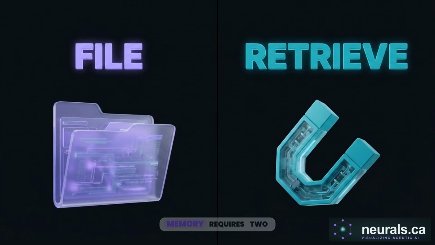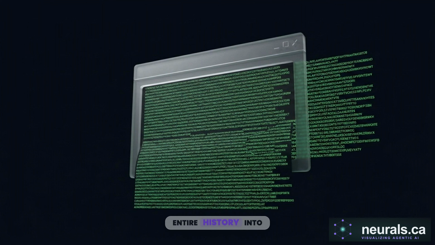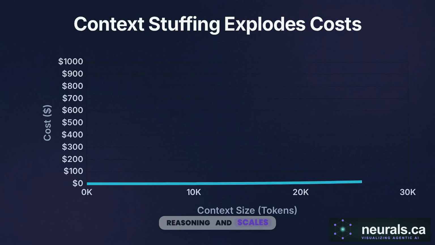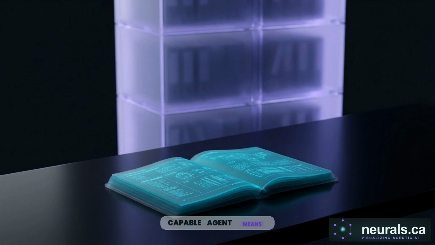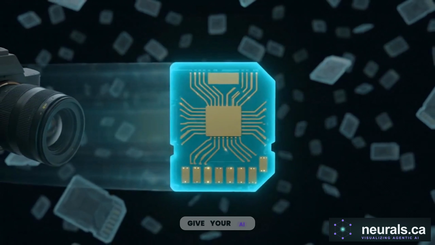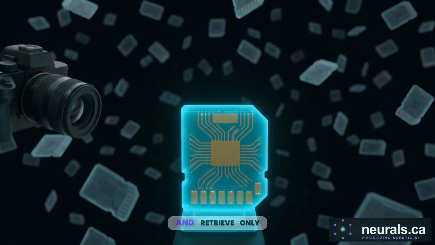Effective agent memory requires two distinct disciplines: file new information selectively, and retrieve only the cards that are mathematically relevant to the active conversation. Attempting to paste a user's entire history into a single prompt is a dead end. It degrades reasoning and scales your computational costs exponentially. Building a capable agent means trusting the retrieval system. You build the notebook for right now, the filing cabinet for forever, and you give your AI the architecture to forget the noise and retrieve only what matters.